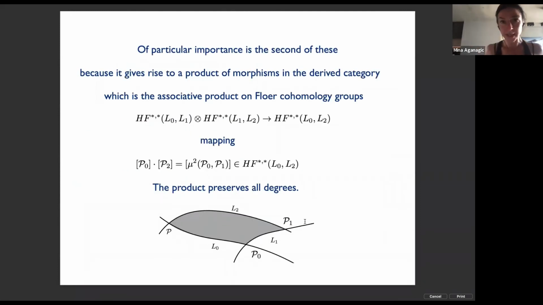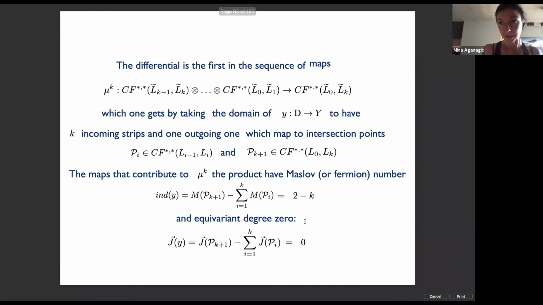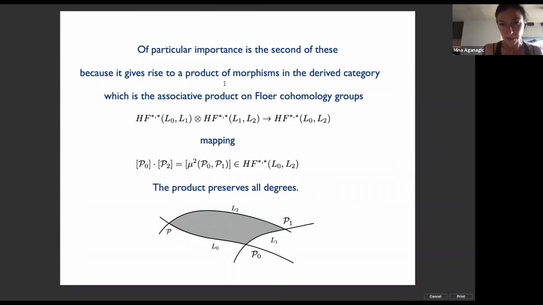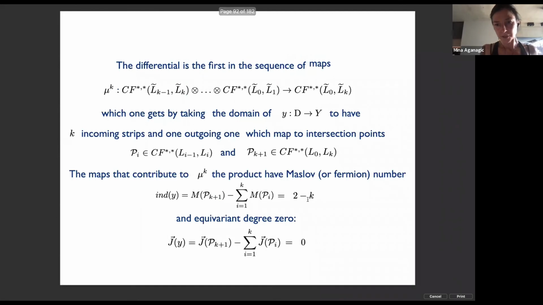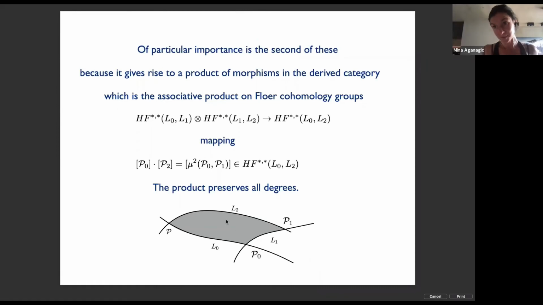Now, of particular importance is the second of these, the second higher product, because it gives rise to a product of morphisms on the derived category, which is an associative product on Floer cohomology groups. So it descends to an associative product on Floer cohomology groups. The fact that you get a product on cohomology and not just on chain complexes is a consequence of A-infinity relations. And in particular, because for k equal to 2 the Maslov index is 0, only maps of Maslov index 0 and equivariant degree 0 contribute to the product. So the products preserve the degrees.